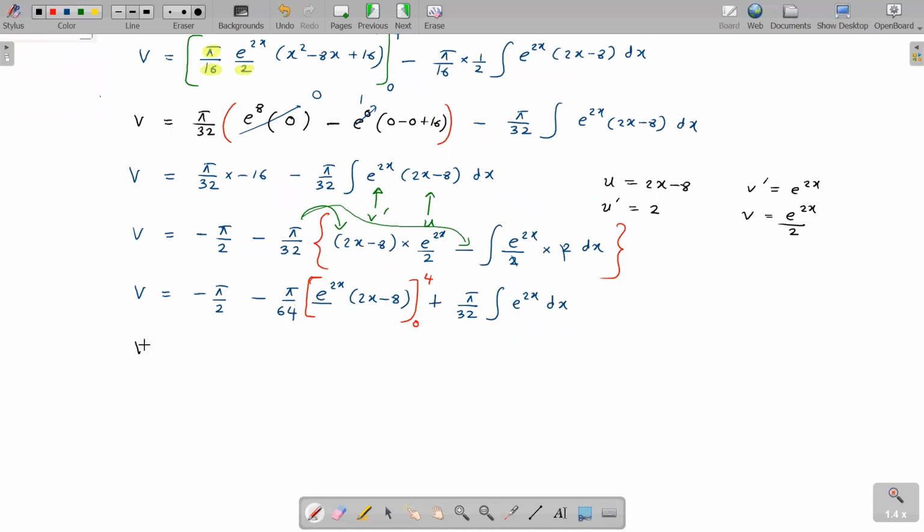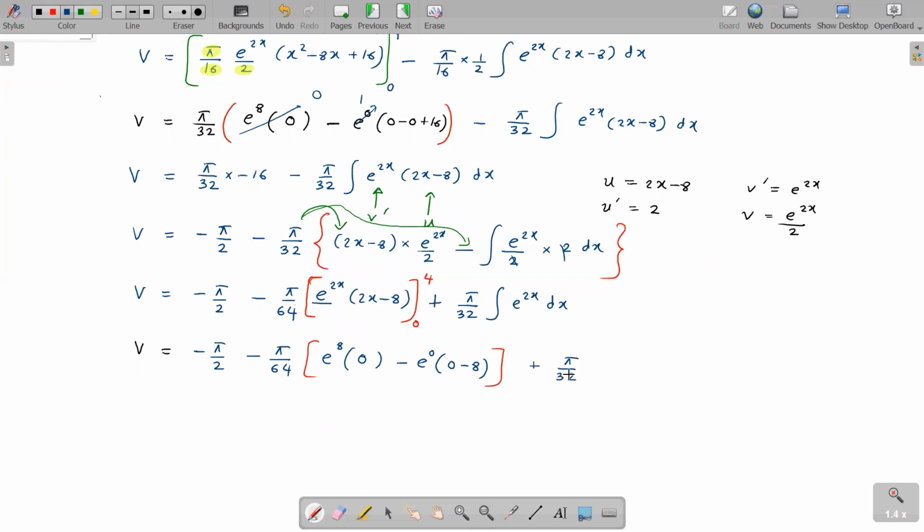So I get here volume equal minus pi over 2 minus pi over 64 times. What do we get here? E to the power 2x, we replace the x with 4. So e to the power 8. 4 times 2 is 8 minus 8 is 0, right? 0 minus e to the power 0. 2 times 0 is 0 minus 8. And then we are done with that part. I'll move to the next part.